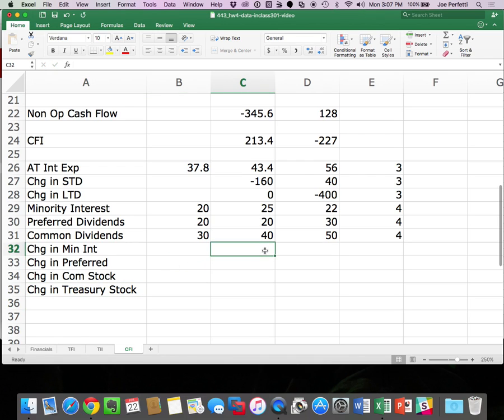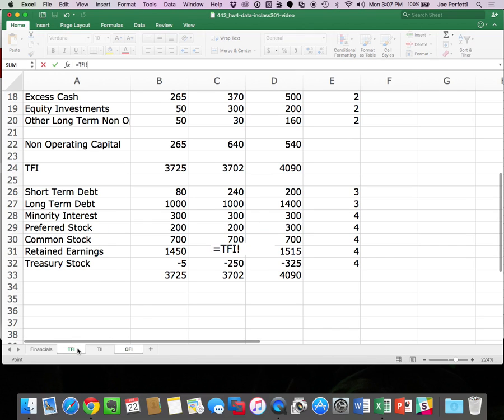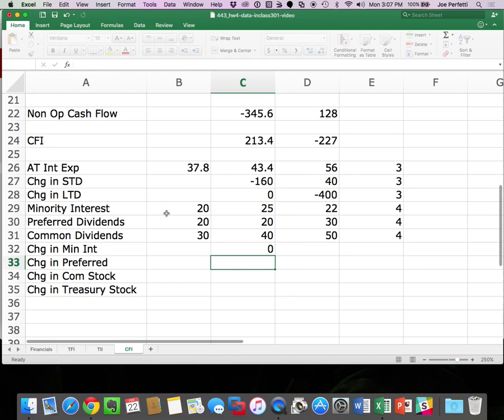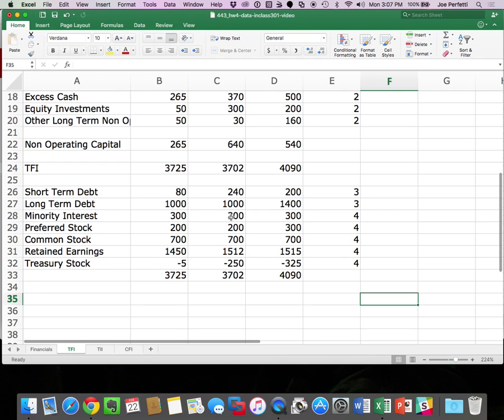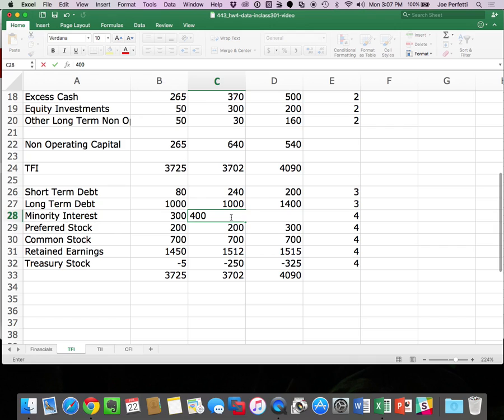Okay, so minority interest equals, it went from 300 to 300. But let's just think about this conceptually for the sign. If my minority interest increases, just like my debt increased, would the sign be positive or negative? So my minority interest goes from 300 to 400. Should that be a positive or negative impact on the CFI?